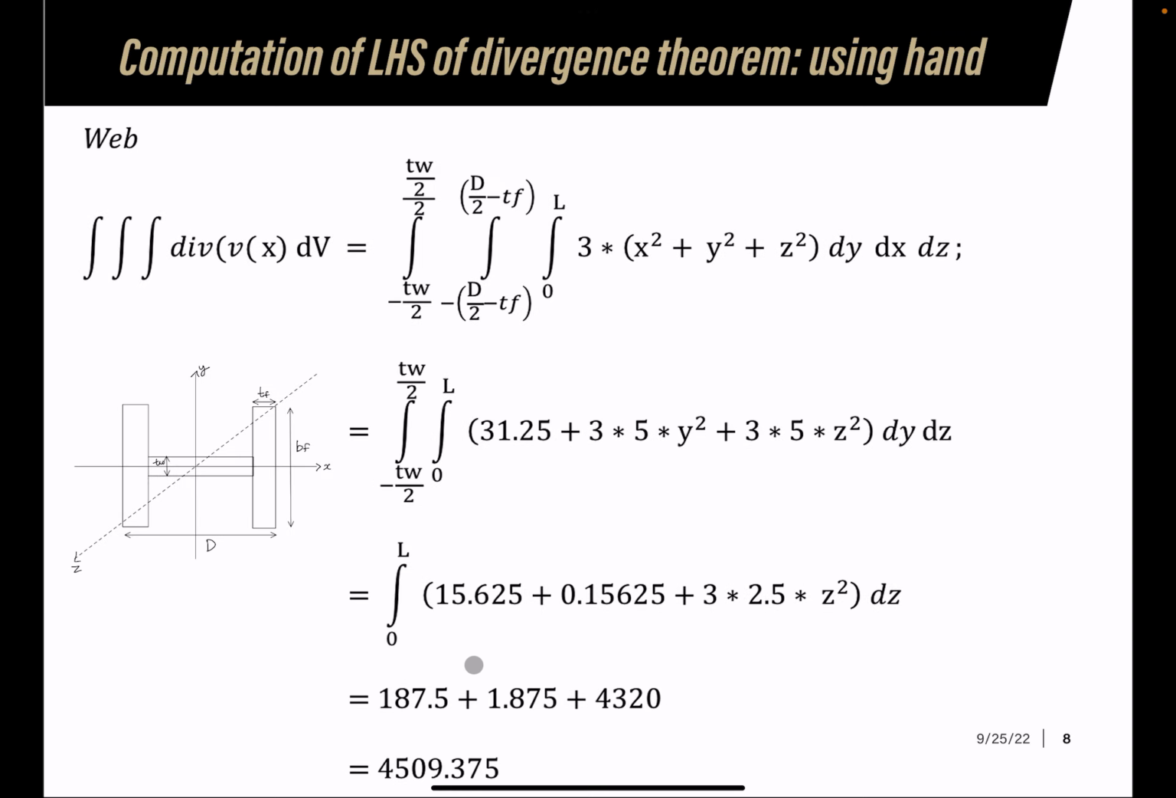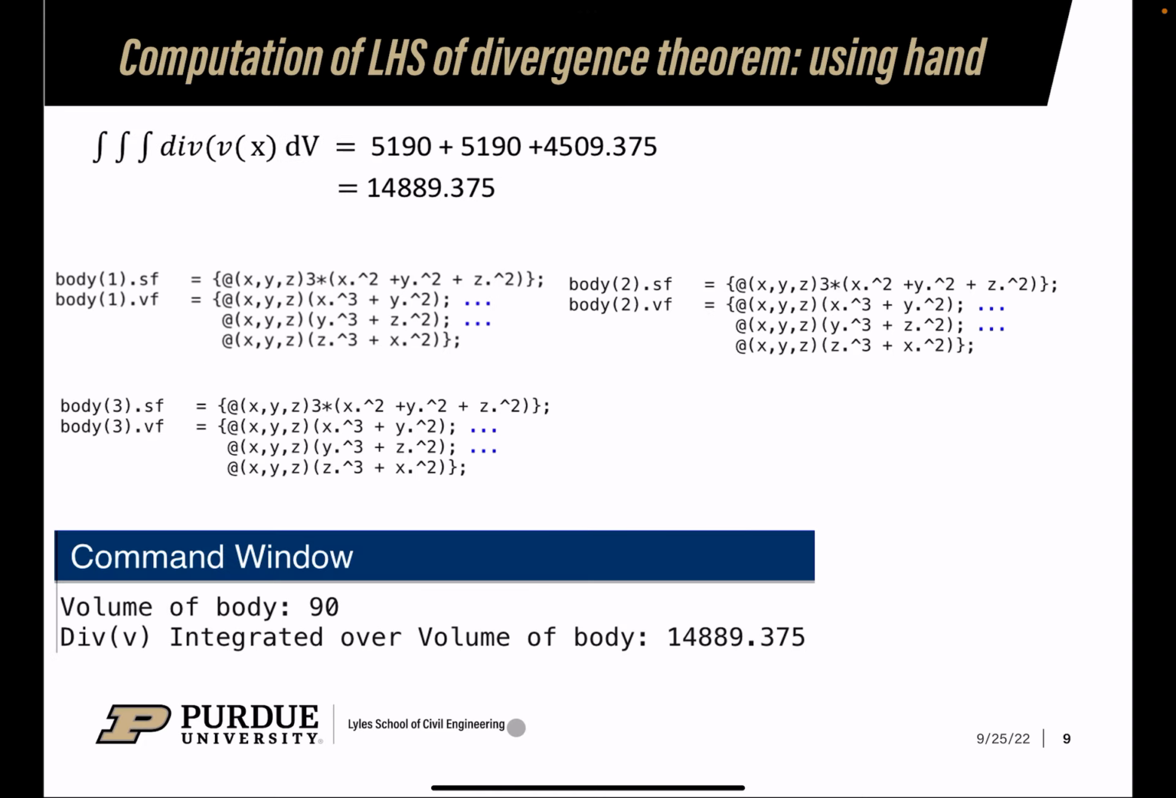The third part is the web of the I section, and for that also I have done the integral and applied the appropriate limits. The only change is that the integral would vary from minus tw by 2 to tw by 2, and then applying the limits we get this as the integral for this part. Adding all, we get 14,889.375. Now let's check if we get the same thing from MATLAB.